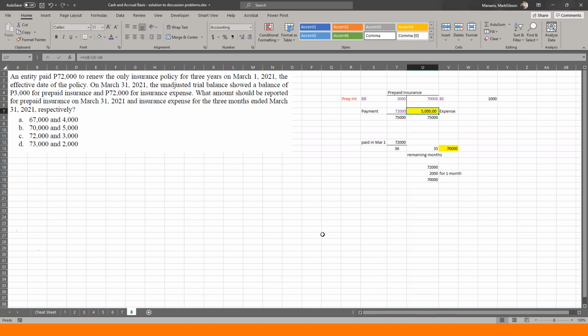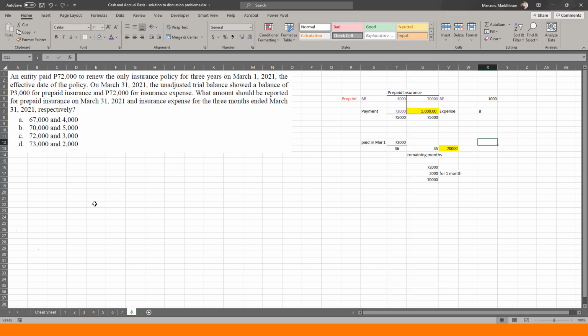Now, what is being asked is, how much would be the prepaid insurance on March 31? That's 70,000. And how much would be the insurance expense? That would be 5,000 pesos. Okay? So that's letter B. So that's problem number 8.